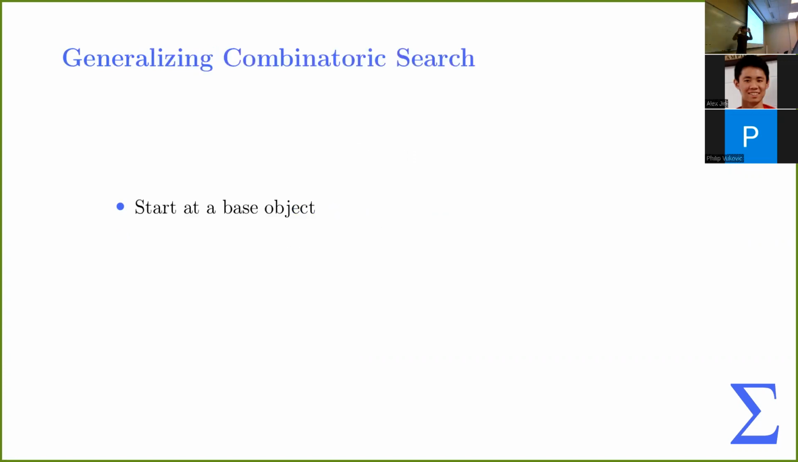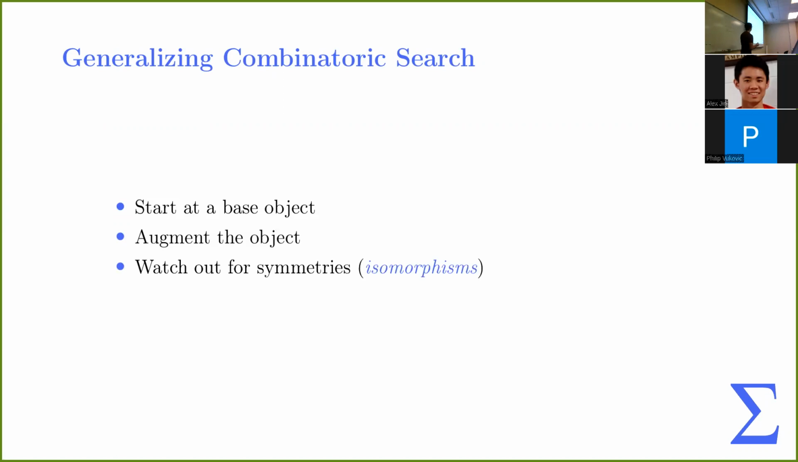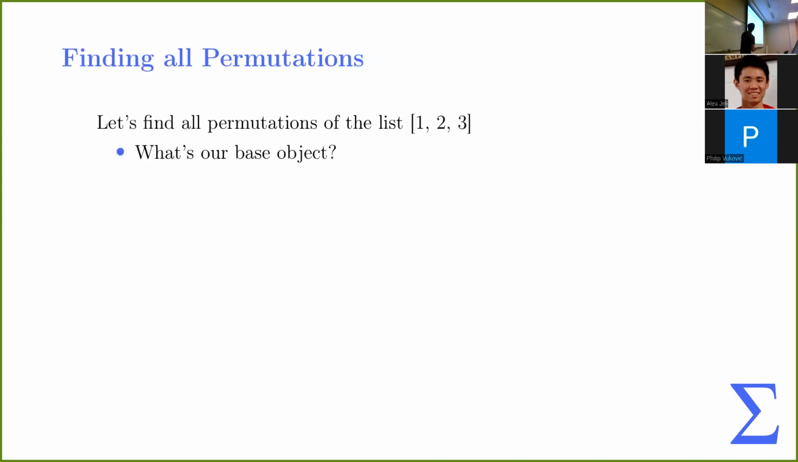We start with some sort of base object, and we'll make this a little bit more specific in a second. We add things to it, and then we remove any symmetries. We're going to call these isomorphisms for most of the computation that we have. So how do you find all permutations, for example? What do you start at? You're going to start at the empty set, or the empty list.